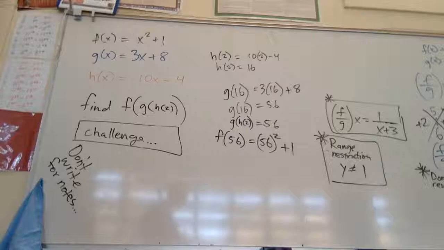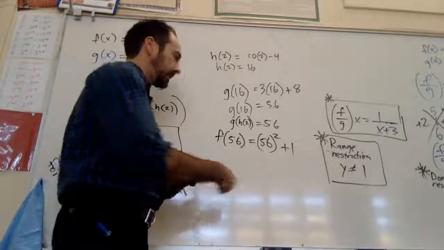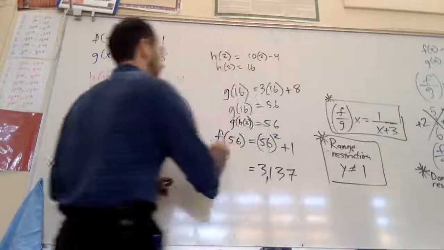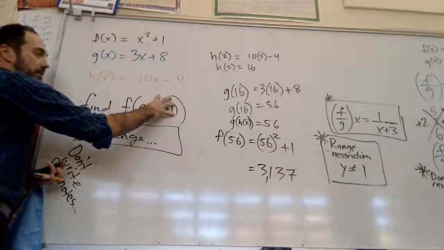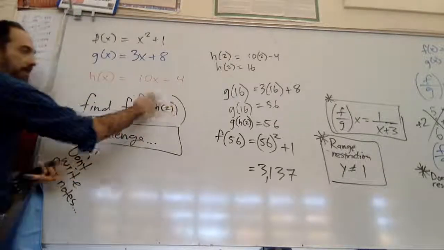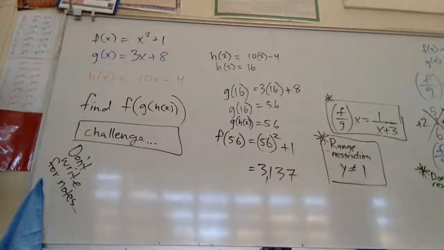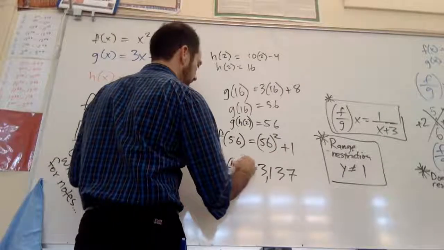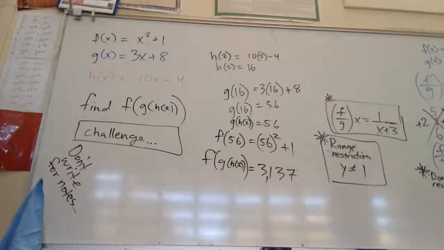Obviously, I just picked numbers. All right, so we go 56 squared. 3136, so we're going to get 3137. Because f of x is x squared plus 1. So g of h of 2, we just figured out, is 56. Now it's f of 56. It's a world within a world within a world. So f of g of h of 2 is 3,137.